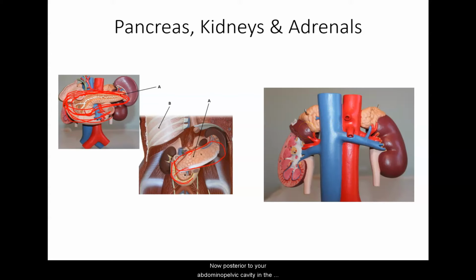Now, posterior to your abdominal pelvic cavity, in the retroperitoneal space, is where you'll find your kidneys and your adrenal or suprarenal glands. And you can see this right kidney right here, kind of tucked behind that duodenum there.